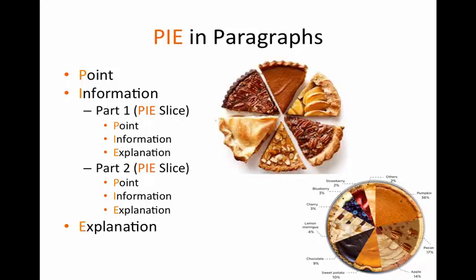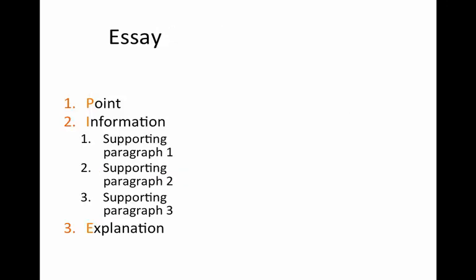All right, so these are the body paragraphs that actually occur in a giant essay. You start out with your 5-paragraph essay. You have a point, that's going to be your introduction paragraph. Then you've got your information, which is supporting paragraphs 1, 2, and 3. And then you have this explanation, so that's going to be your closing paragraph that ties up all of the ideas from the essay.